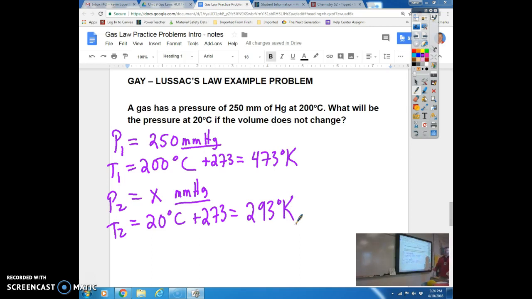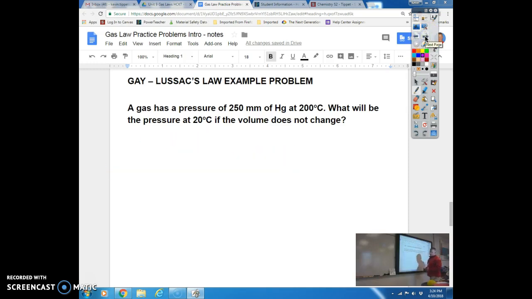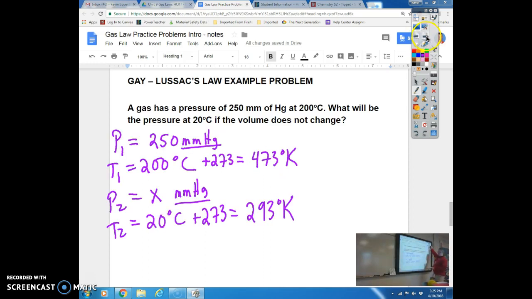Now let's do some work ahead. We talked about this as a direct relationship. Our temperature goes from 473 to 293. Temperature goes down. So what should we anticipate our pressure doing? It should also go down, direct relationship. So we should get something less than 250. Let's work this out. We'll plug those numbers in to our formula. P1 over T1 equals P2 over T2. And then plug the work in, the numbers we had there in our list.